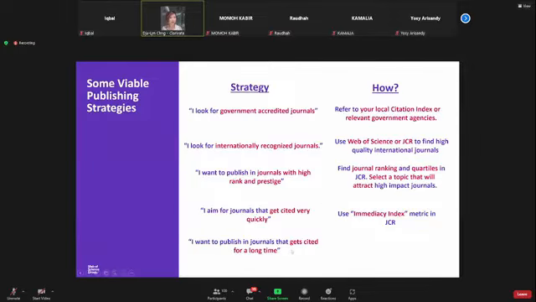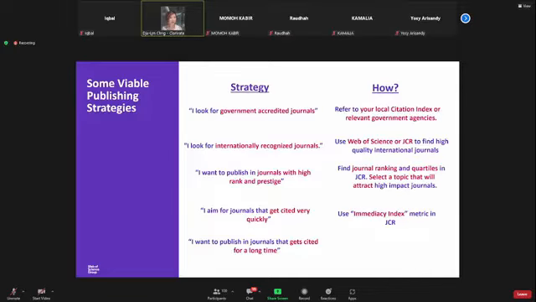The last strategy is on identifying journals that get cited for a long time. This is especially important for established researchers, researchers who are teaching. Citation counts is always part of your performance measurement, right? The more highly cited you are, the better. So to be able to identify journals that give you a better potential to get citations for a longer time can help you do that.